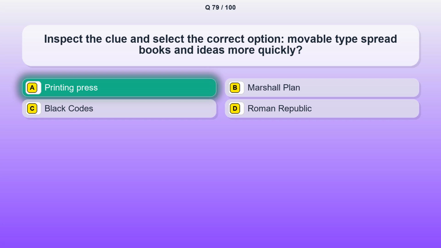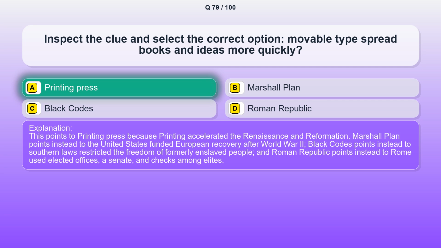The correct answer is option A, printing press. This points to printing press because printing accelerated the Renaissance and Reformation. Marshall Plan points instead to the United States funded European recovery after World War II. Black codes points instead to Southern laws restricted the freedom of formerly enslaved people, and Roman Republic points instead to Rome used elected offices, a senate, and checks among elites.